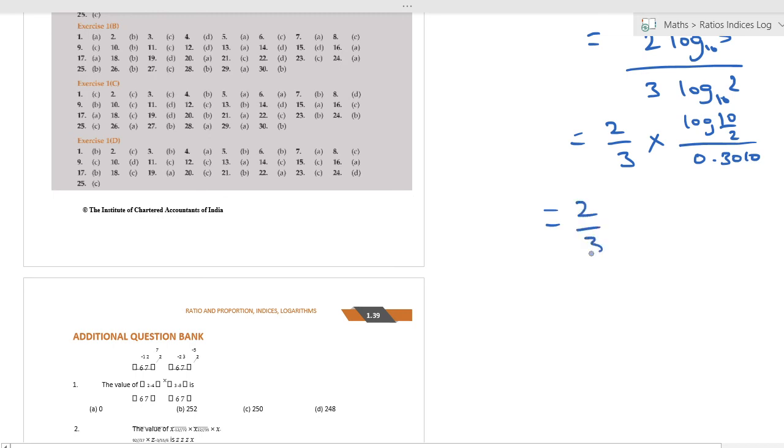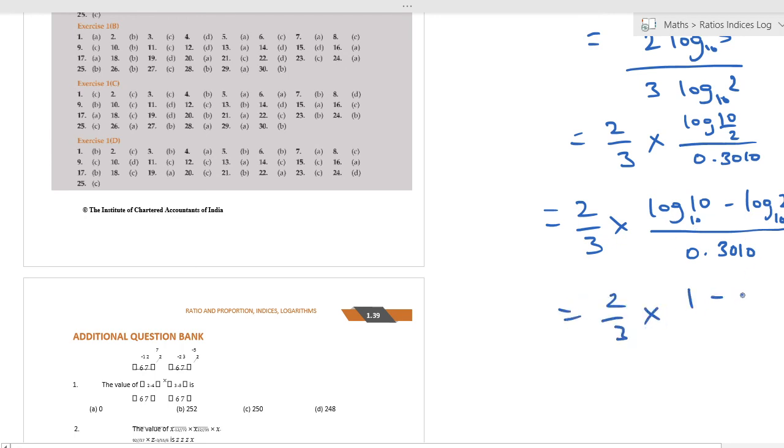It is equal to 2 by 3 times, log m by n, log 10 to the base 10 minus log 2 to the base 10, divided by 0.3010. So guys, log a to the base a is always equal to 1. So 2 by 3 into 1 minus 0.3010, divided by 0.3010. So the answer that we get is approximately 1.548. That's the answer.